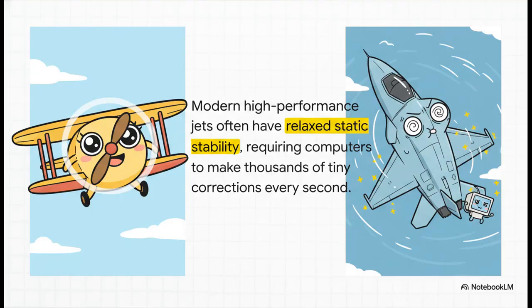So here's the huge shift in thinking that happened. See, old planes were built to be naturally stable. You could almost take your hands off the controls. But to get the mind-bending performance of modern jets, designers often make them intentionally unstable. It's called relaxed static stability. They literally rely on fly-by-wire computers making thousands of tiny adjustments every single second just to keep them flying straight.